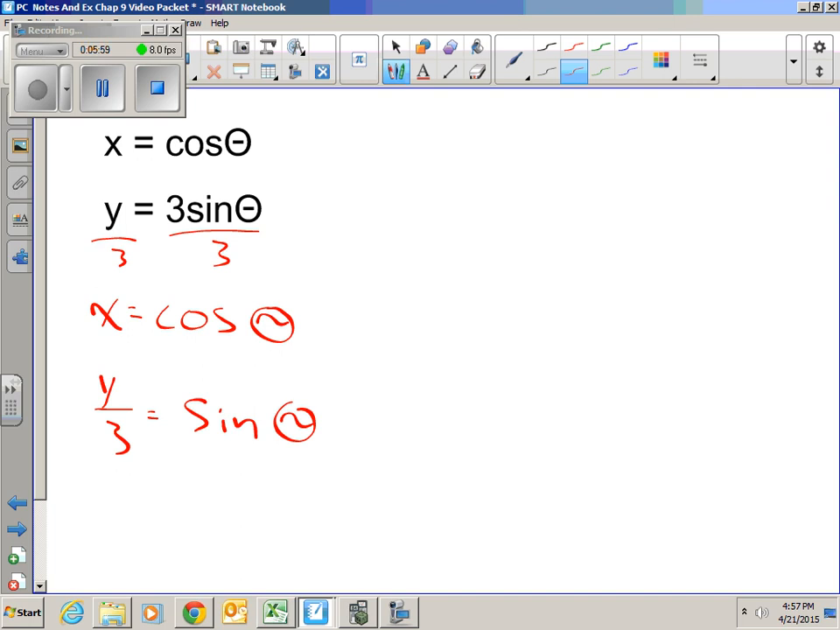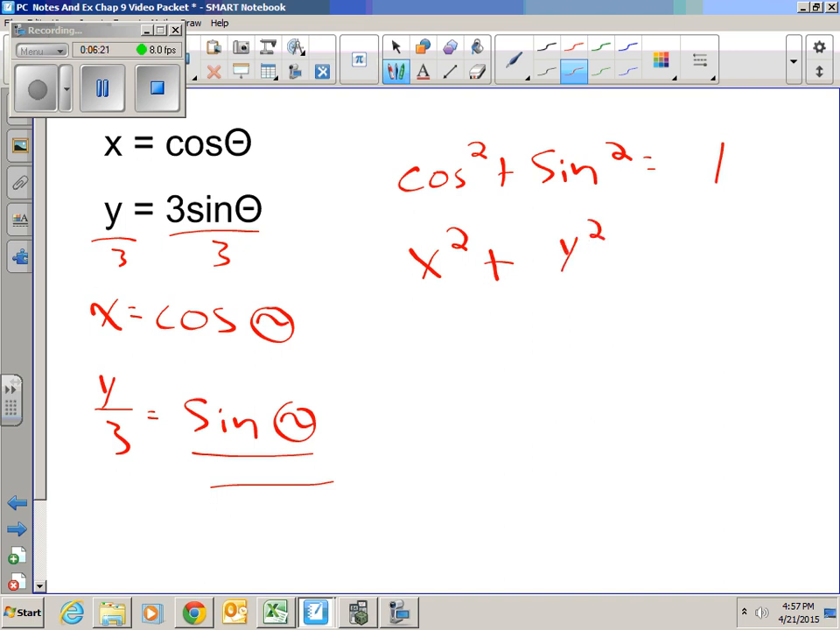Now I'm going to think about something that I know. I know that cosine squared plus sine squared is equal to 1, the Pythagorean identity. Well, I'm going to replace cosine with x, so this is going to be x squared plus sine squared. Well, sine is y over 3, so sine squared is going to be y squared over 9, equal to 1. This is looking awfully elliptical to me. If I think of x squared as x squared over 1, I have the equation of an ellipse, and there we go.